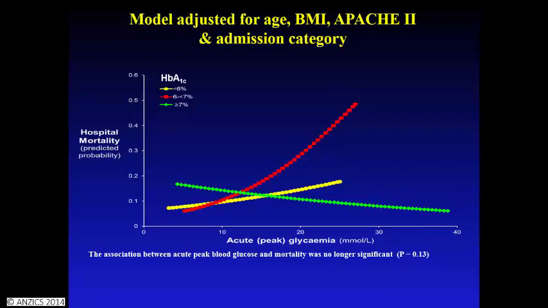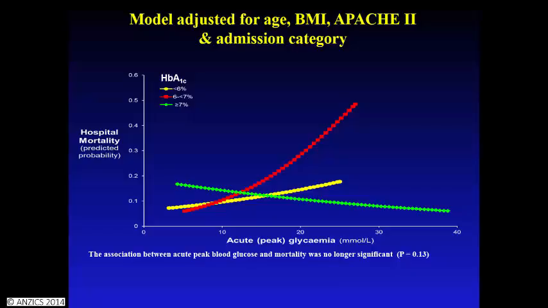We then went on to adjust the model for potential confounders, so age, BMI, severity of illness, and admission category being medical or surgical. The model was still a good fit, according to Hosmer and Lemeshow, but the interaction between our terms was no longer significant. So we had a trend at a p-value of 0.13.